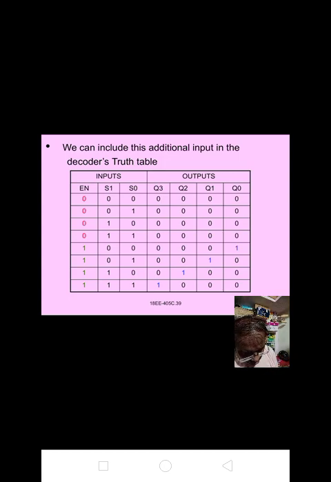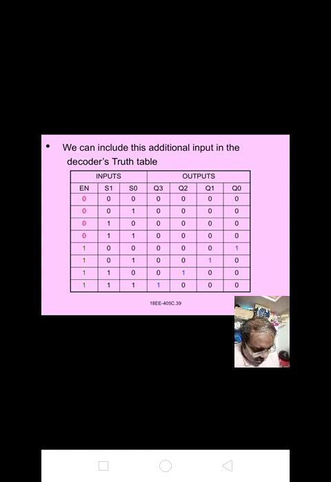Now, if the enable is 0, there will be no outputs, so all the outputs are 0. For 0 0 1 it is also 0 0 0 0. For 0 1 0 it is also 0 0 0 0. For 0 1 1, 0 0 0 0. For 1 0 0 it is Q0 equal to 1, and the rest are zeros, Q3 equal to Q2 equal to Q1 equal to 0. For 1 0 1, Q1 equal to 1, and Q3 equal to Q2 equal to Q0 equal to 0.